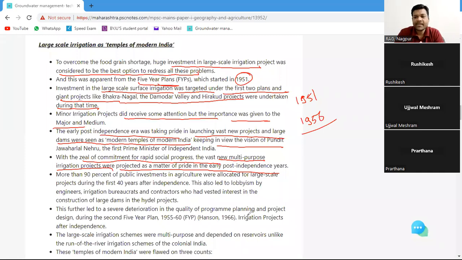For example, which dam? Sardar Sarovar Dam. It started its construction in 1955 and was finally inaugurated in 2016 or 17.